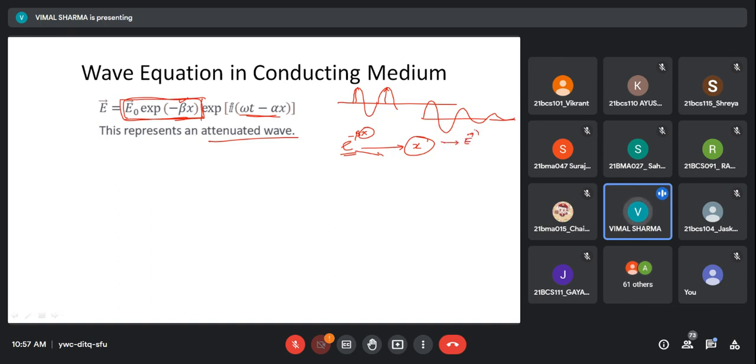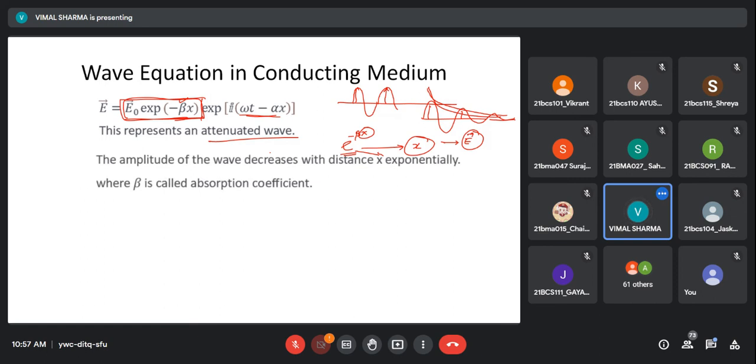The amplitude of the E component of the electromagnetic wave is decaying like this. It is an exponential decay in the amplitude of the electromagnetic wave. And this beta, you know what it is. Alpha and beta are both equal, as we said in the previous slide. And this is the absorption coefficient. If you remember from the laser, we are saying that e raised to the power minus this coefficient times x.